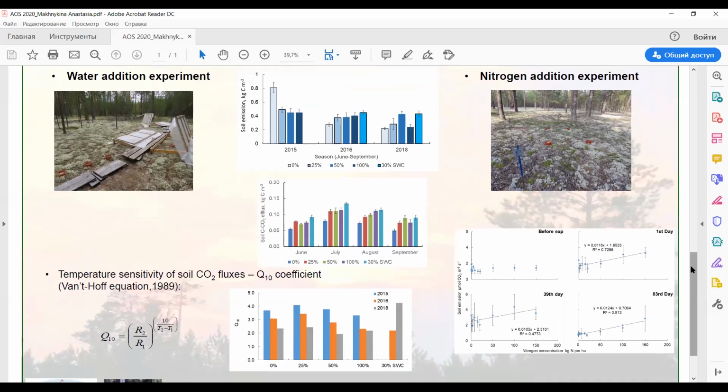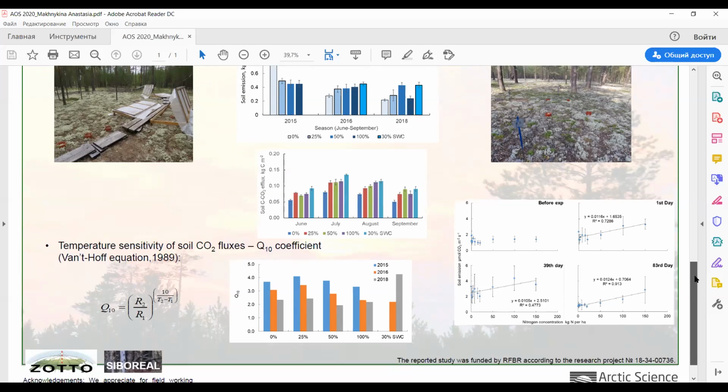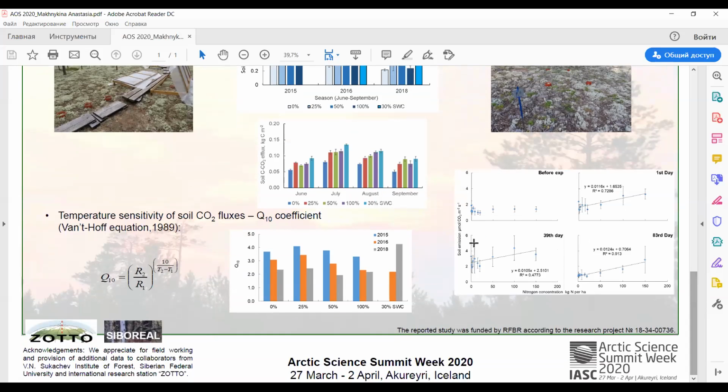So the second experiment, with nitrogen addition, had sample plots in the same forest type. It was a lichen pine forest. And what we found after the season: before the experiment, in all treatments or sites, the emission was almost the same. Later, after the addition, we can see a very big trend from the smallest concentration to the biggest concentration of nitrogen.